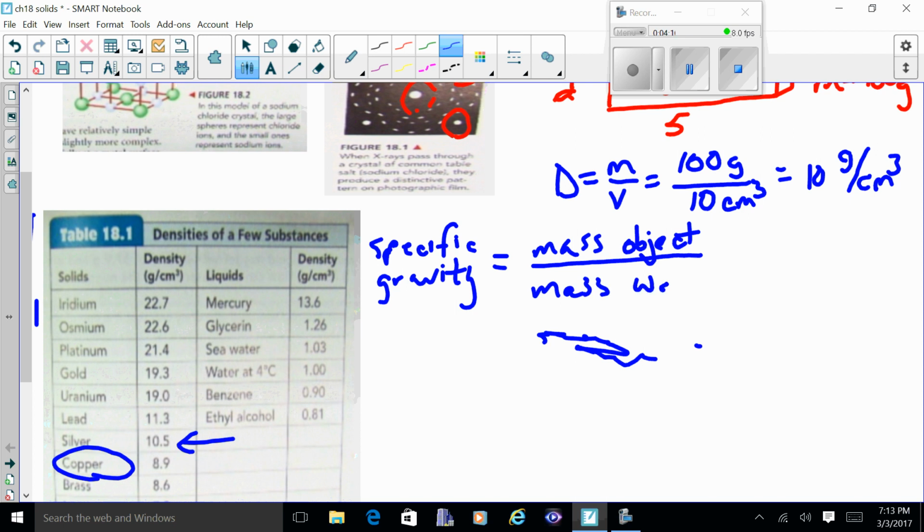So let me explain what we're going to do here using what we just did. Let's just say that we had a mass of silver, which weighs 100 grams. Okay, 100 grams for the silver. Well, that silver was 10 cubic centimeters in volume.